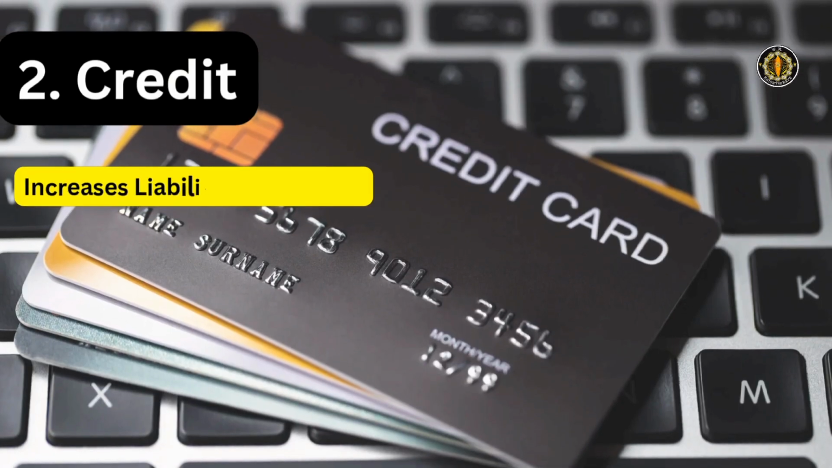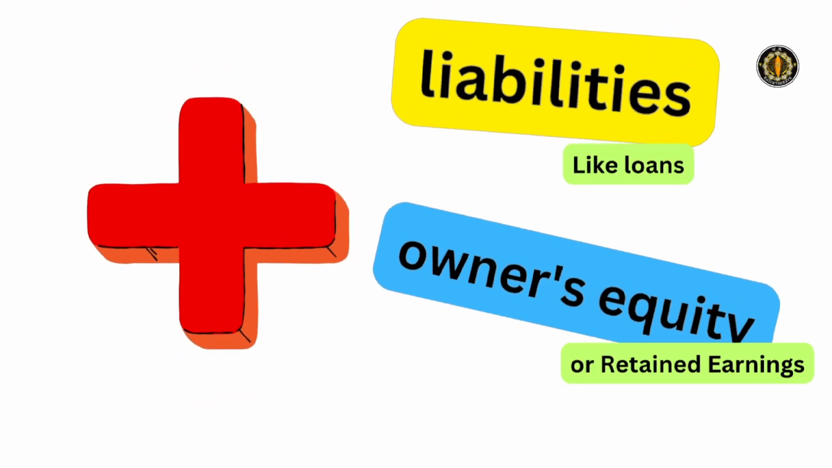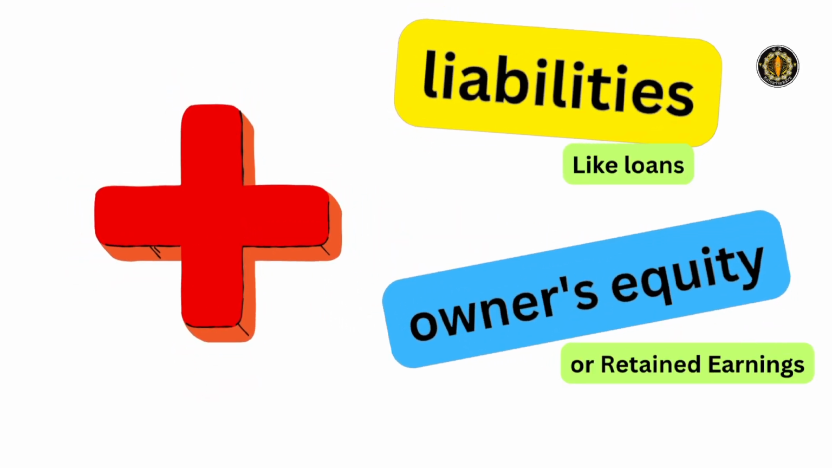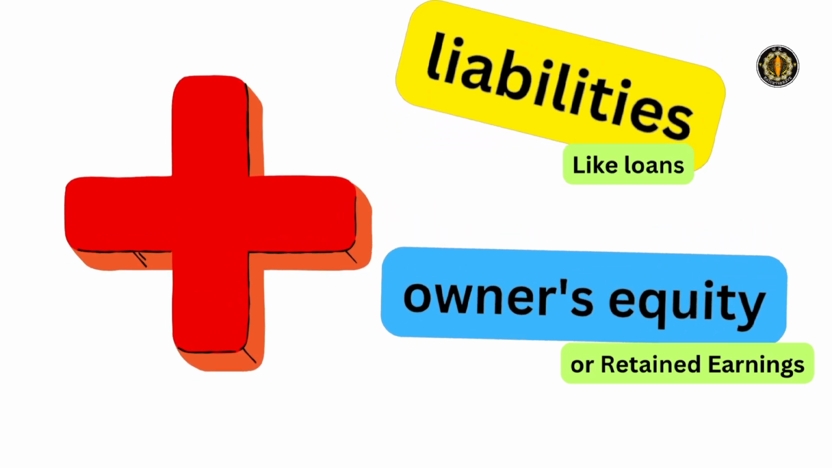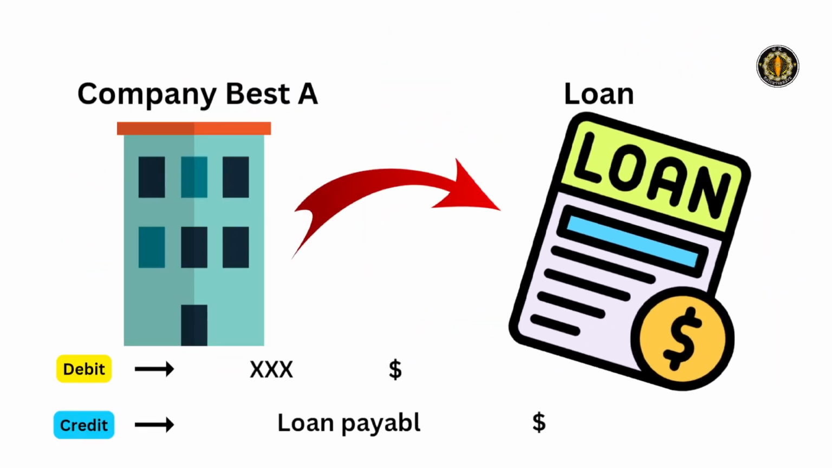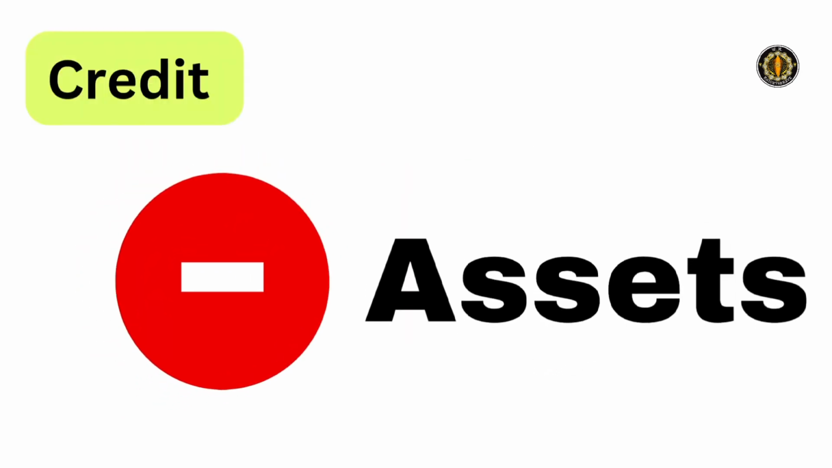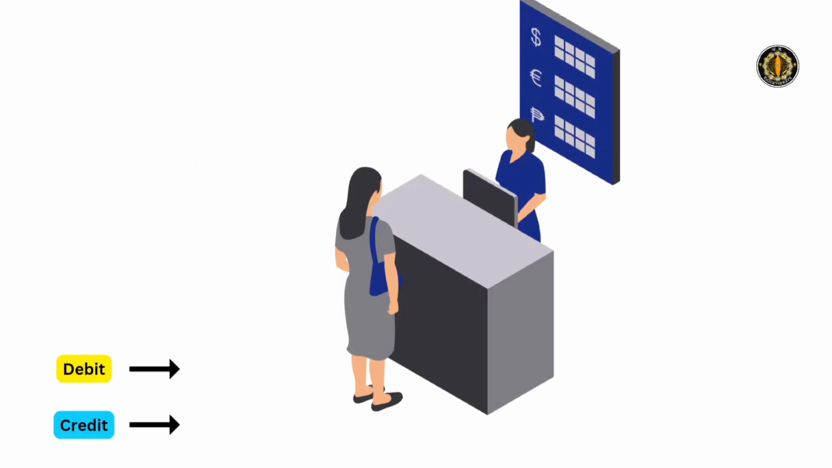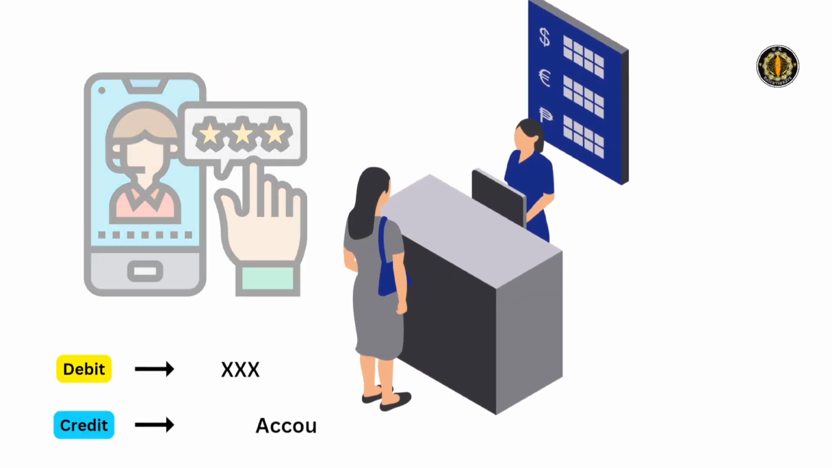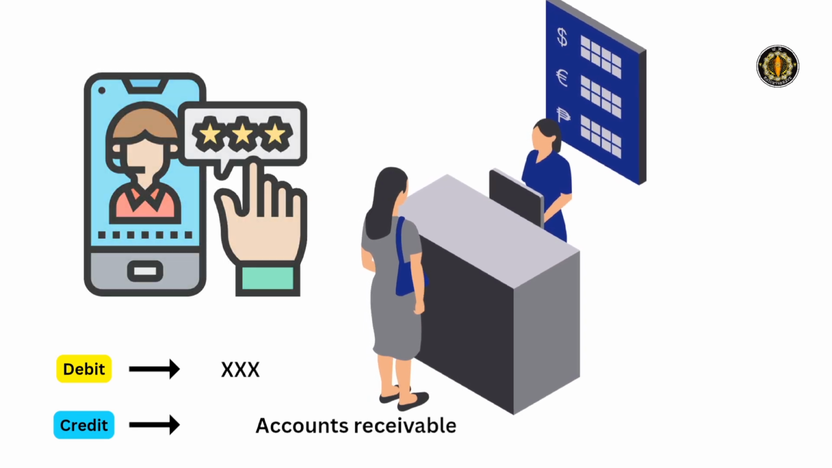2. Credit. It increases liabilities and equity. Credit entries are used to increase liabilities, like loans, and equity, or the owner's equity or retained earnings. When a business takes a loan, it credits the loan payable account. Credit in accounting also decreases assets. Credits are used to decrease assets. For example, when a customer pays off an accounts receivable balance, the accounts receivable account is credited.